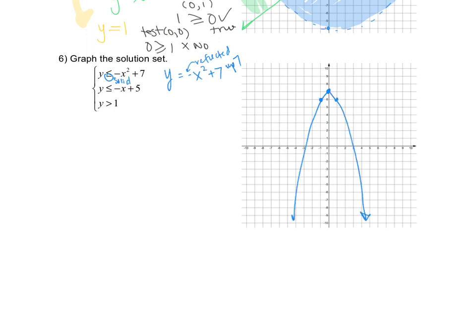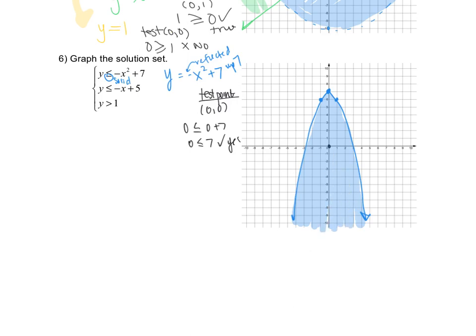For the next one, I didn't do my shading. To do my shading, again, you could read it. y is less than that parabola, which indicates below it. But we could do a test point to see. So for my test point, I'm going to pick 0, 0. Again, I just like that because it's easy to plug in. Into my original, 0 is less than or equal to negative 0 squared, which is 0, plus 7. Is 0 less than or equal to 7? Yes. So 0, 0 is located below the parabola, so I'm going to want to shade everything inside there. So everything that I'm shading is a point that satisfies the inequality, including that 0, 0.